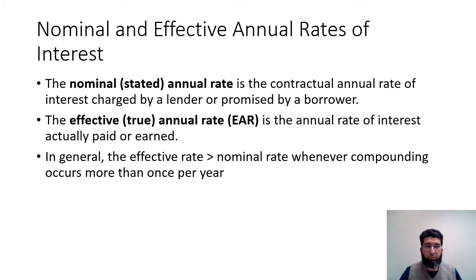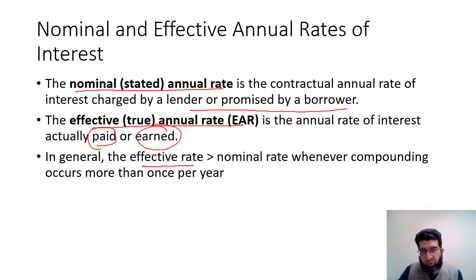Nominal and effective annual rates of interest. Now after compounding, we have a little bit of an idea of how investments increase at a higher speed when compounded more, or at a higher frequency within a year. The nominal or stated annual rate is the contractual annual rate of interest charged by a lender or promised by a borrower. We also call it the simple interest rate. The effective or true annual rate is the annual rate of interest actually paid or earned. The effective rate is normally greater than the nominal rate whenever compounding occurs more than once per year.